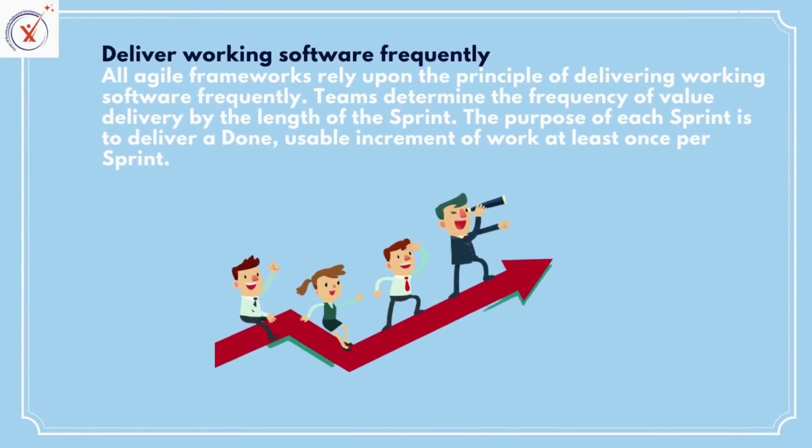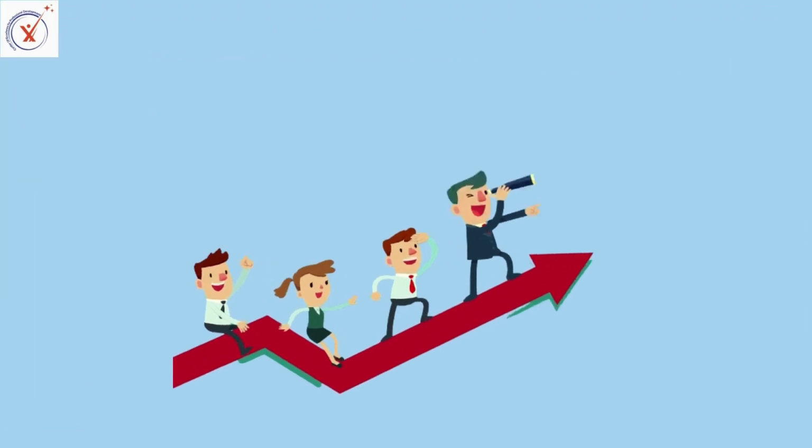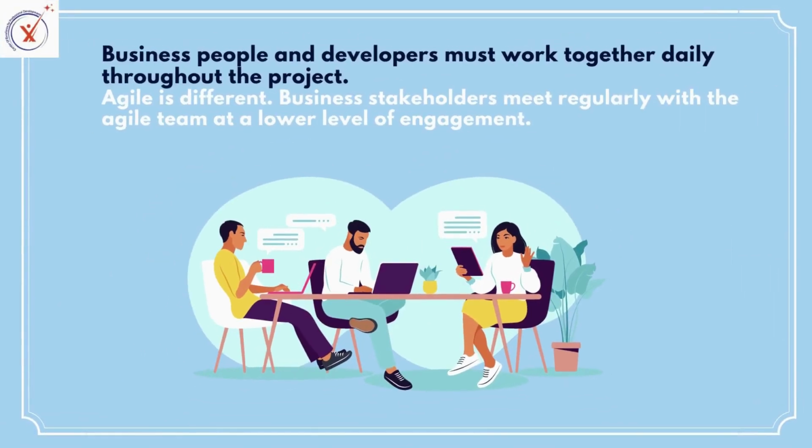3. Deliver working software frequently. All Agile frameworks rely upon the principle of delivering working software frequently. Teams determine the frequency of value delivery by the length of the sprint. The purpose of each sprint is to deliver a done, usable increment of work at least once per sprint. 4. Business people and developers must work together daily throughout the project. Agile is different. Business stakeholders meet regularly with the Agile team at a lower level of engagement.